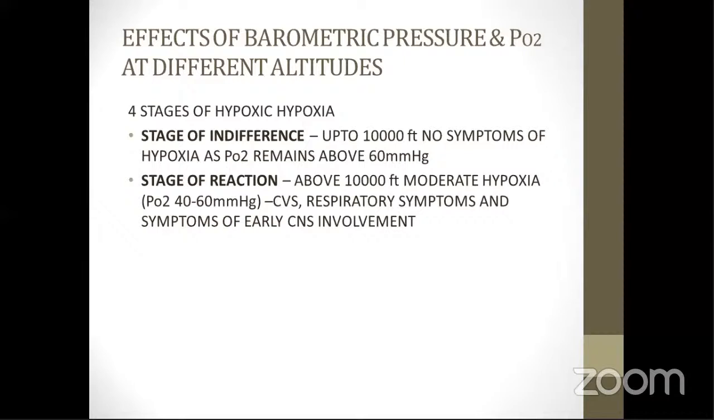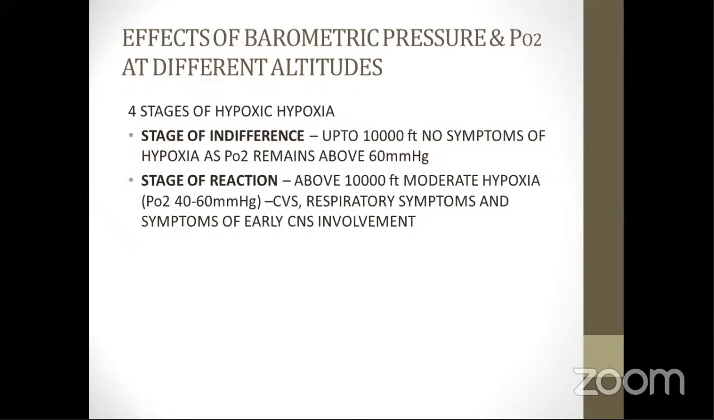And the second stage is seen up to 10,000 feet. I told you up to 10,000 feet it is considered to be safe because no symptoms of hypoxia are seen, as the partial pressure of oxygen remains above 60 millimeters of mercury. And the second stage is the stage of reaction. It is seen above 10,000 feet where you get moderate hypoxia because the partial pressure of oxygen is falling between 40 and 60 millimeters of mercury.